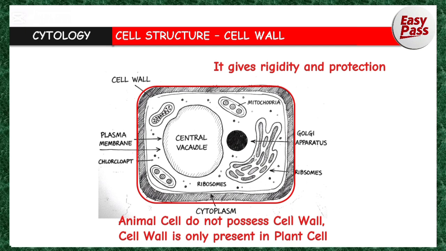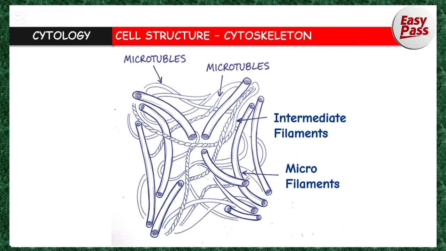Then the next organelle that we have is the cytoskeleton. Cytoskeleton is actually a network of fibrils or fibers that help to keep the cell in shape. We have three main types of material making up this cytoskeleton: microtubules, microfilaments, and intermediate filaments. The microtubules have larger size, and they are the ones that form the centrioles. They also create pathways within the cell.